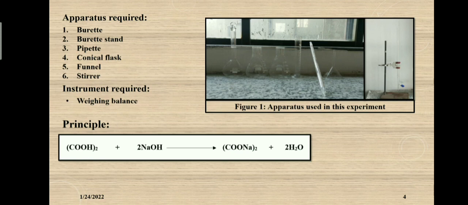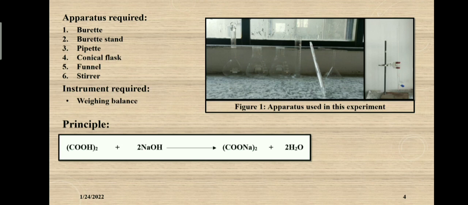In the next slide, apparatus required. Which types of apparatus are required for performing this practical? First is the burette and the burette stand, and pipettes, conical flask, funnel and stirrer. The burette will be filled with the NaOH solution, the titrate, and fixed with the burette stand. Using the pipette we can transfer liquids from one vessel to another, and the conical flask placed below the burette contains the oxalic acid, which is known as the titrant. And a weighing balance will be used to take the weight of substances.